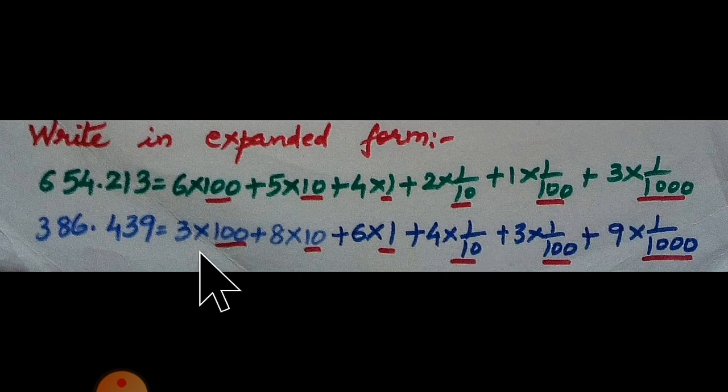Again here, 386.439. After the point digits are there, we will divide by 10, divide by 100, divide by 1000. If before the point digits are there, we will multiply by 100, multiply by 10, multiply by 1. So 3 into 100 plus 8 into 10 plus 6 into 1 plus 4 into 1 upon 10 plus 3 into 1 upon 100 plus 9 into 1 upon 1000. This way we can express in the expanded form.